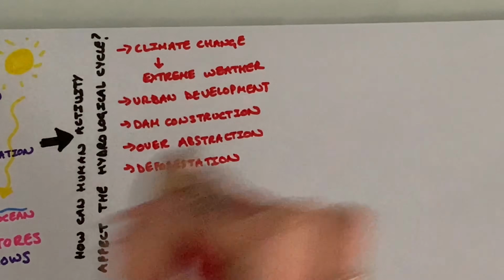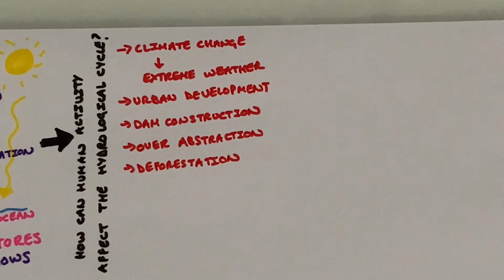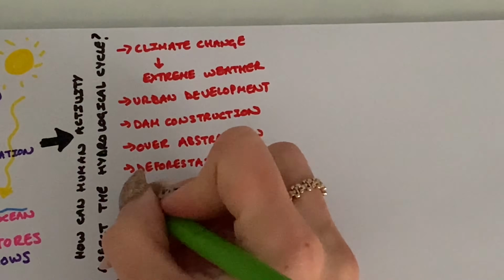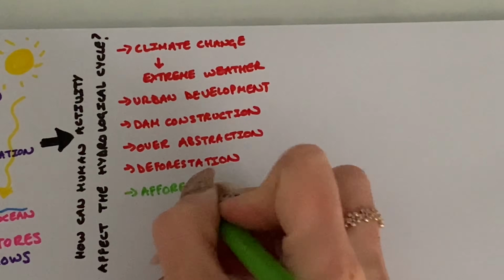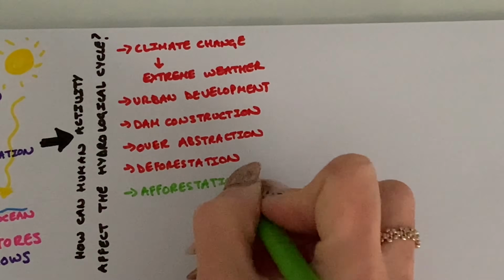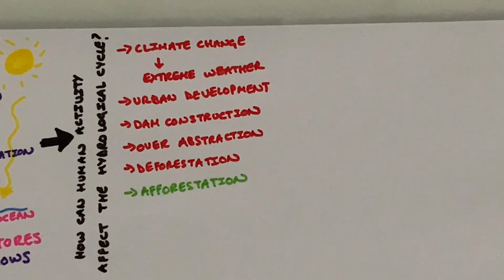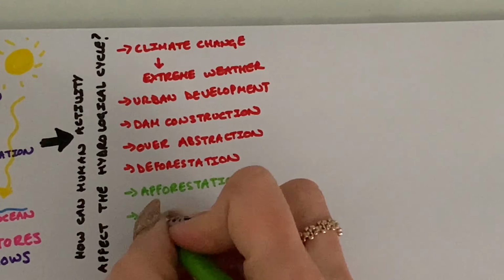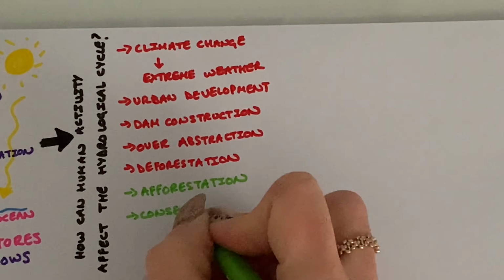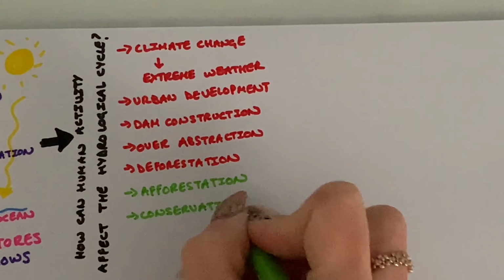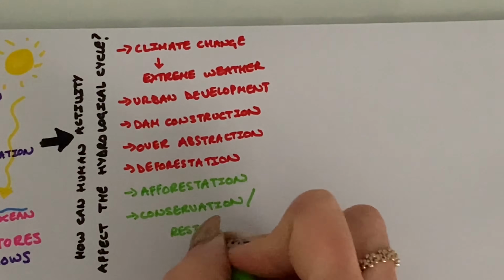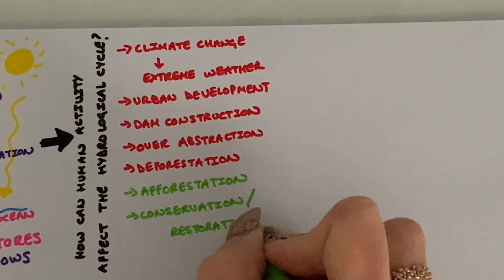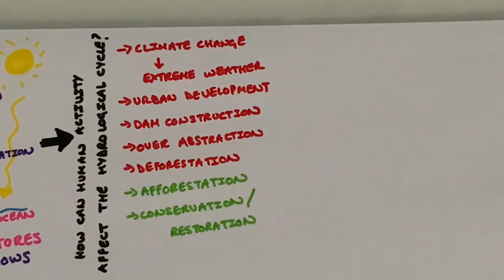We've got over-abstraction, where we as humans are taking out too much water from lakes, rivers and reservoirs, causing lower water levels. Deforestation removes trees from the natural area, which provide interception and prevent water travelling to your river a lot faster. But on the other hand, we've got some positives. So we've got afforestation, planting trees, which allows those trees to store water, limiting the amount of water that leads to our rivers and reduces the risk of flooding.